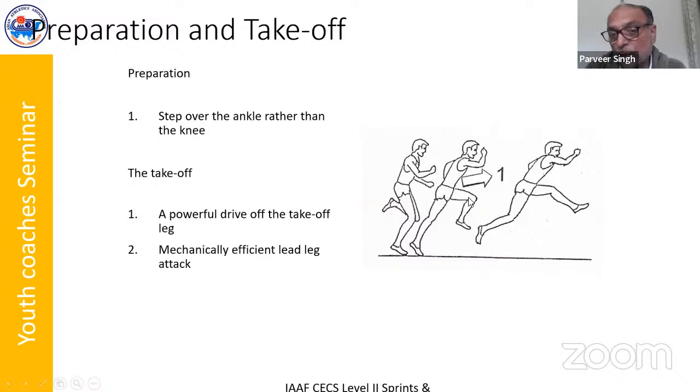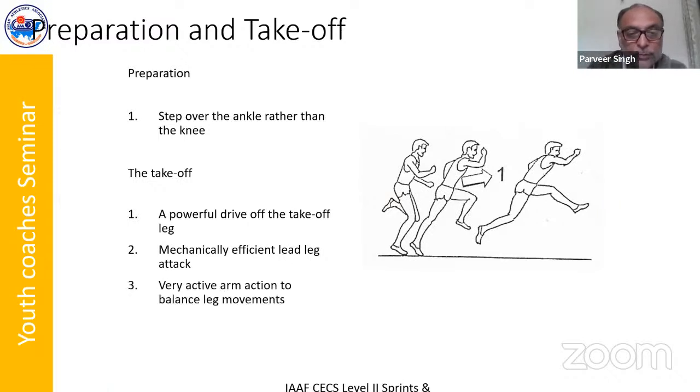Lower leg remains below the knee till the thigh becomes horizontal. Then there is opening of the leg. This leads to a forward drive rather than vertical drive. Very active arm action to balance leg movement.